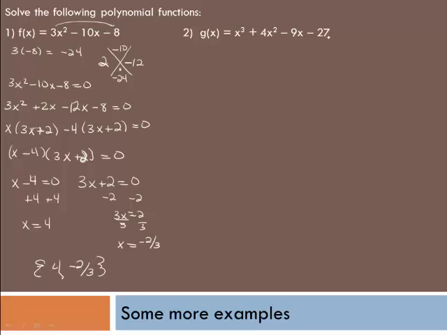Now here I have a polynomial with 4 terms. I'm going to go ahead and set that equal to 0 and not forget that this time. And I'm going to factor by grouping. I can take an x out of the first.